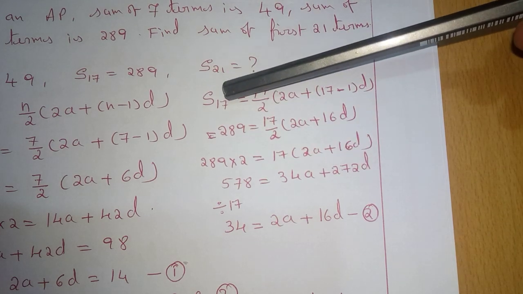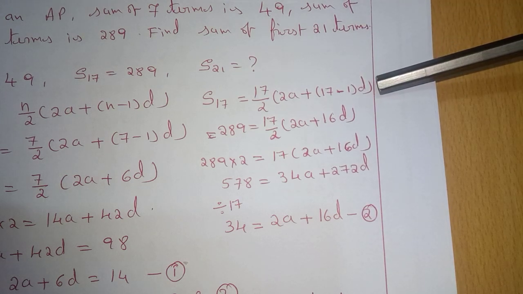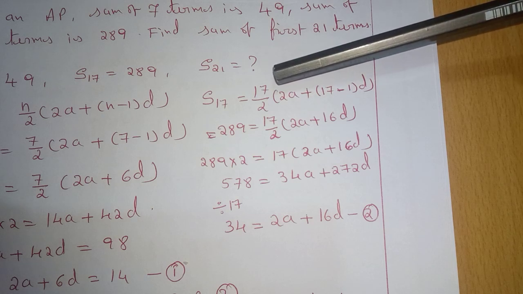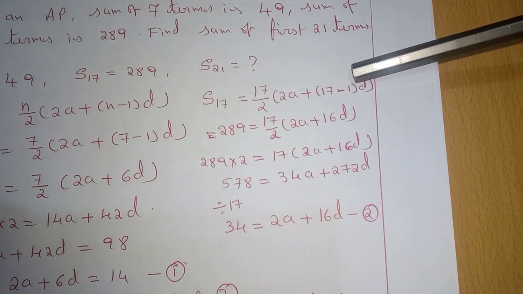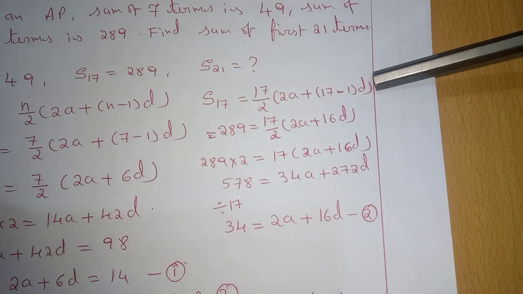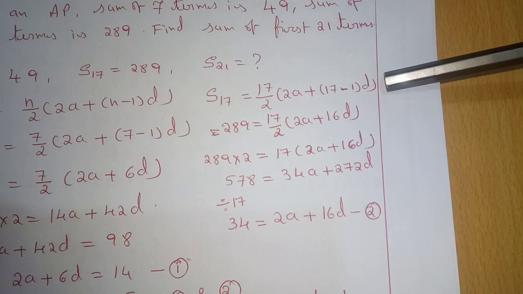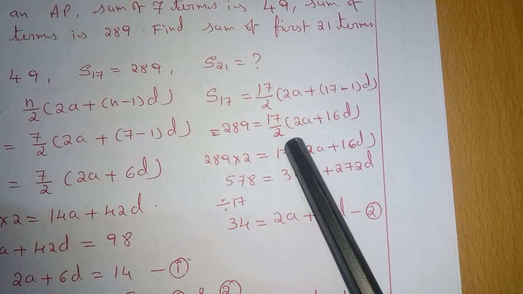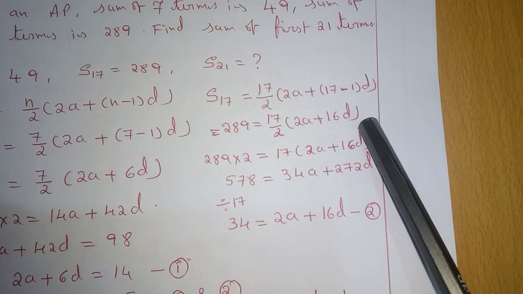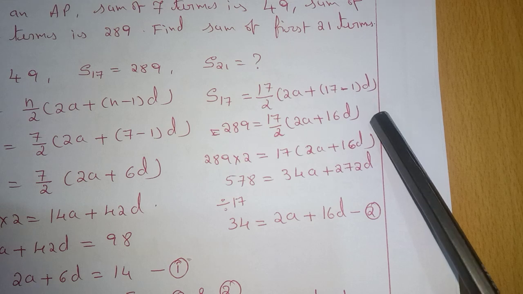Now we will get the equation for S17. S17 is equal to 17 by 2 into 2a plus 17 minus 1 into d. 289 is equal to 17 by 2 into 2a plus 16d.